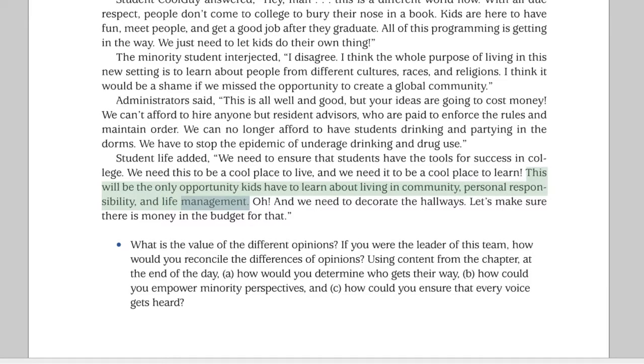Life management. Go. And we need to decorate the hallways. Let's make sure there is money in the budget for that.